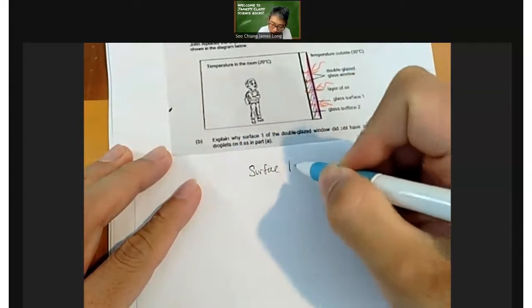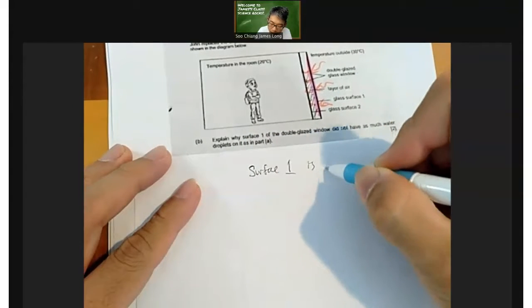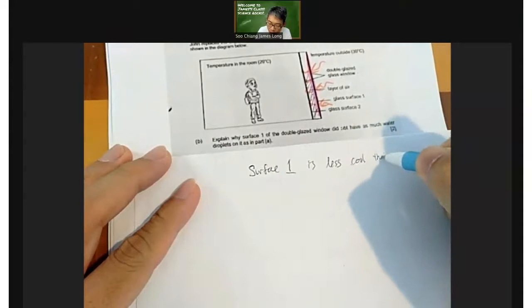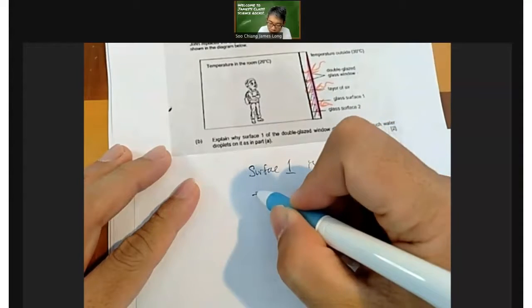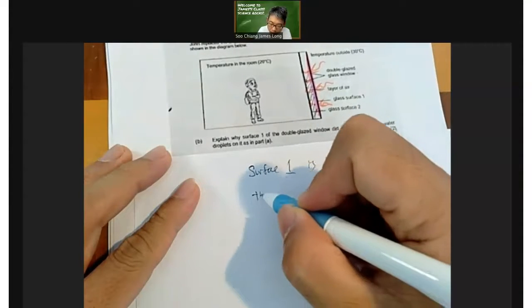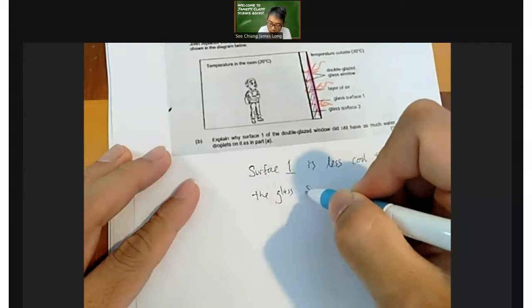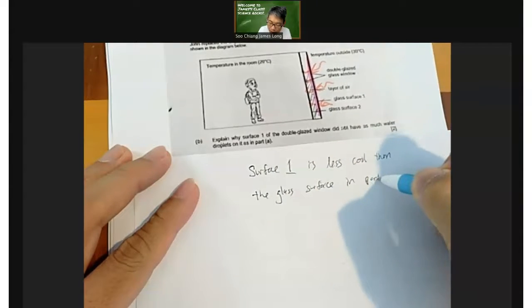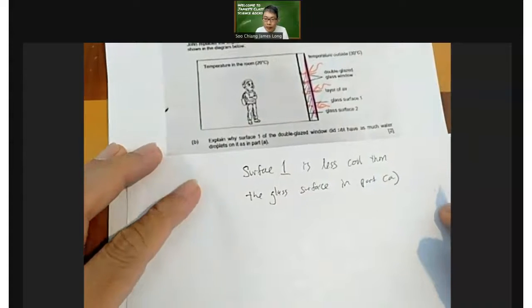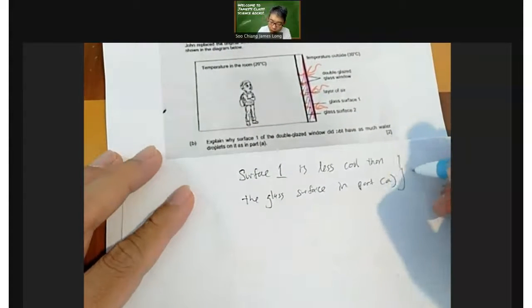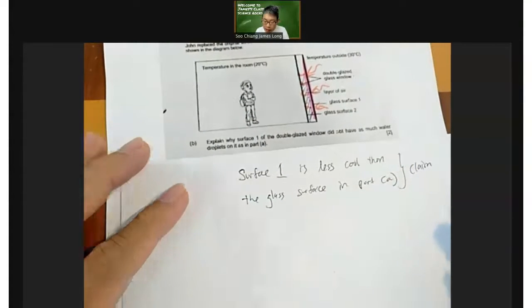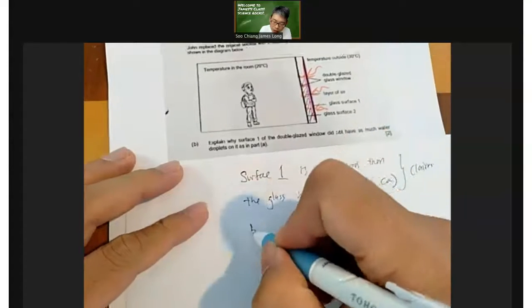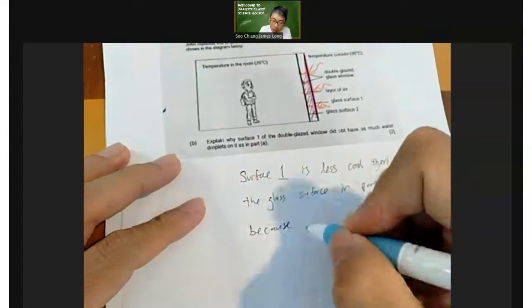Surface 1 is less cool than the glass surface in part A. Alright, so this is my claim. Okay, that is less cool. Because, why is it less cool?